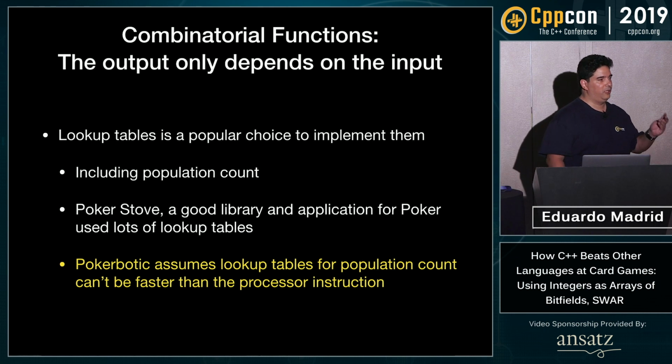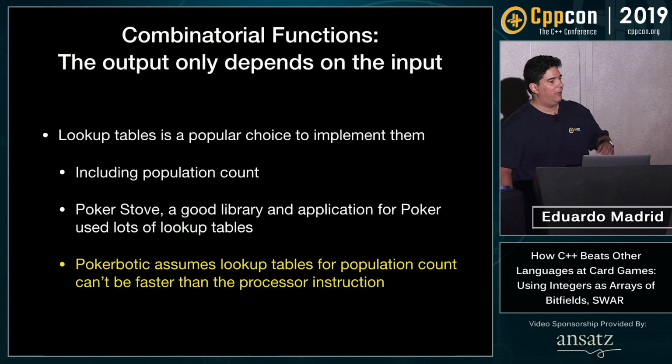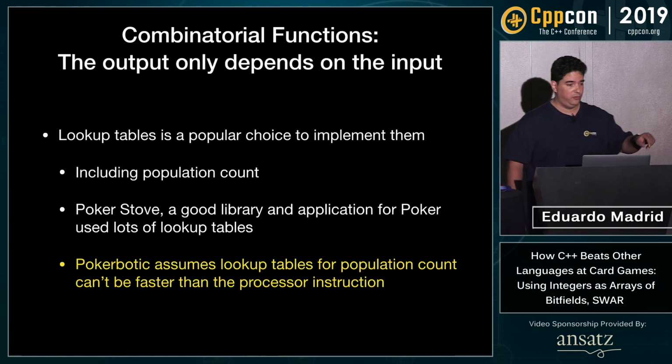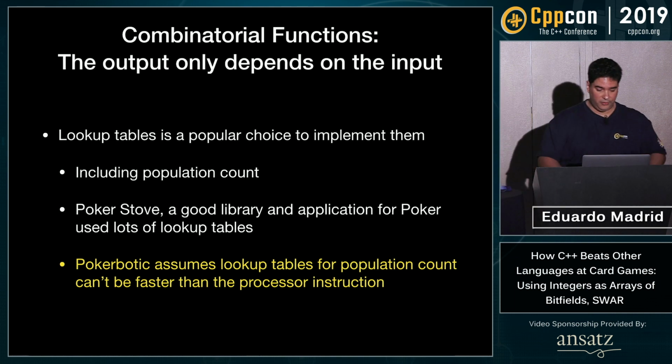It's a perfectly sound way to do it. Poker Stove, another good library for poker, uses lots of lookup tables, but I think that because it uses lookup tables, my implementation is faster. My implementation is faster, and I think that's the reason.